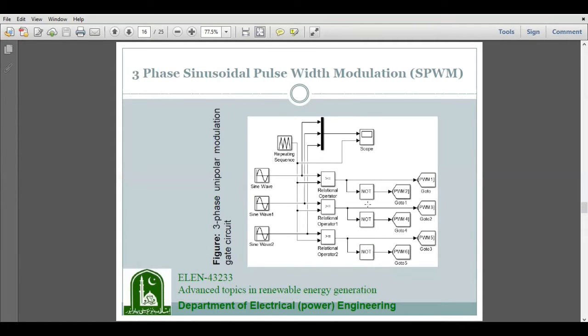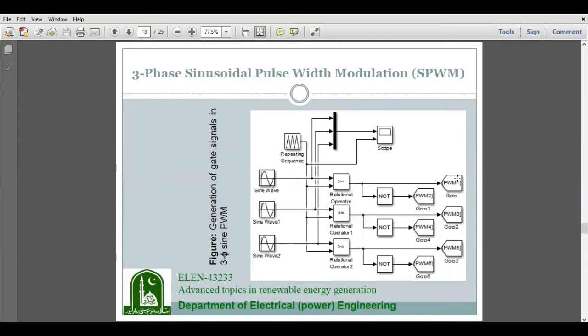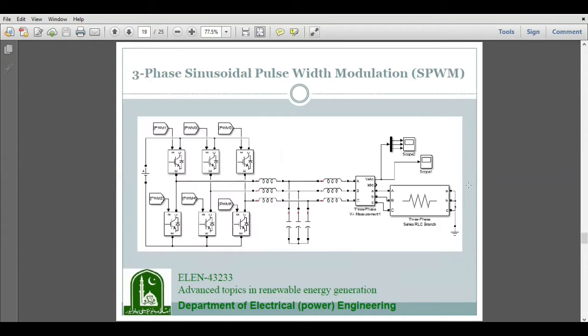So this is the implementation of a three-phase unipolar PWM inverter. These are the switching waveforms which are obtained as a result of comparison. And in a three-phase PWM inverter, the gate signals are produced in this way. This is the circuit diagram. These gate pulses are coming from the PWM generator. There are 6 switches, and these are the three phases of the output.